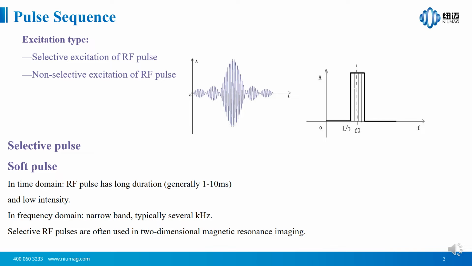When we talk about MRI later, we are going to use soft pulses. In MRI, the soft pulse we set is about 1200 to 3200 microseconds. That is between 1.2 milliseconds and 3.2 milliseconds. Due to the long duration of the soft pulse, the intensity is relatively low.